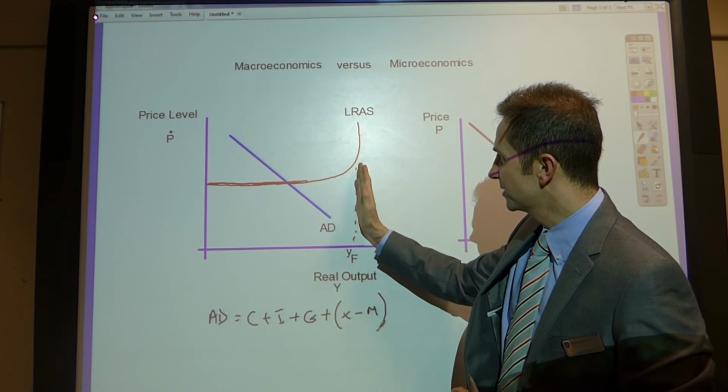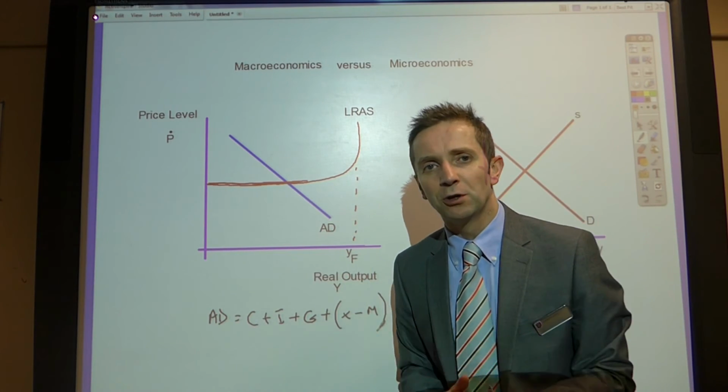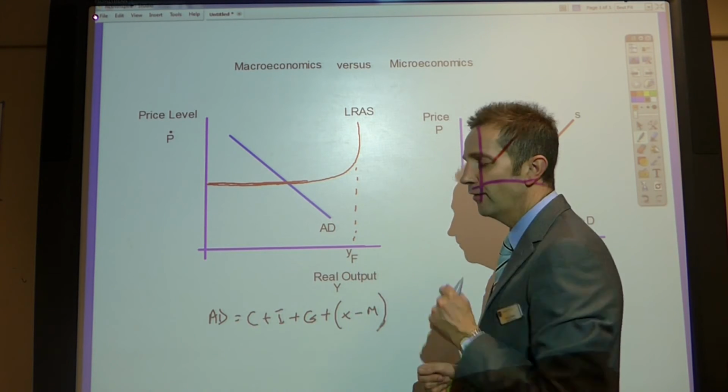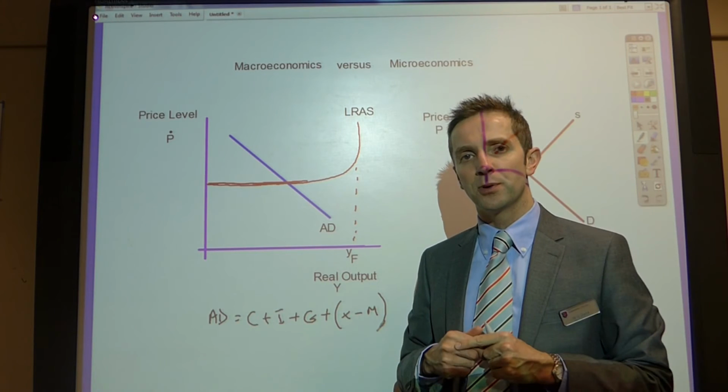And of course, that is dependent upon whether or not your resources are employed or not. If you employ all your resources, you'll reach your maximum potential. And we know that is this point here where the curve goes vertical, because that indicates that we have employed all resources and we cannot produce any more. So we call that YF, and that is our full employment level of real output.